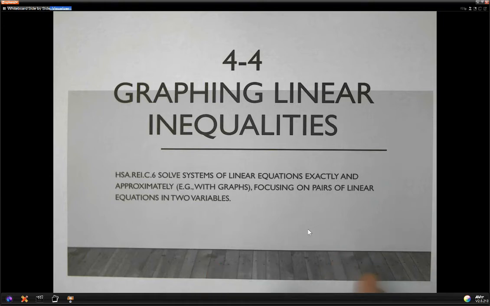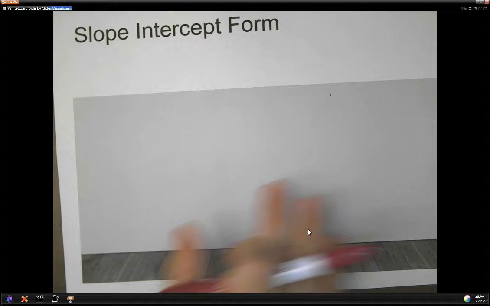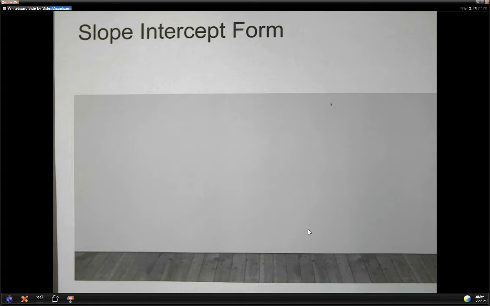Today we're going to be talking about graphing linear inequalities. When graphing linear inequalities, one thing that we need to make note of is slope-intercept form. Graphing from slope-intercept form is one of the easiest ways to graph, so let's break that down and go from there.